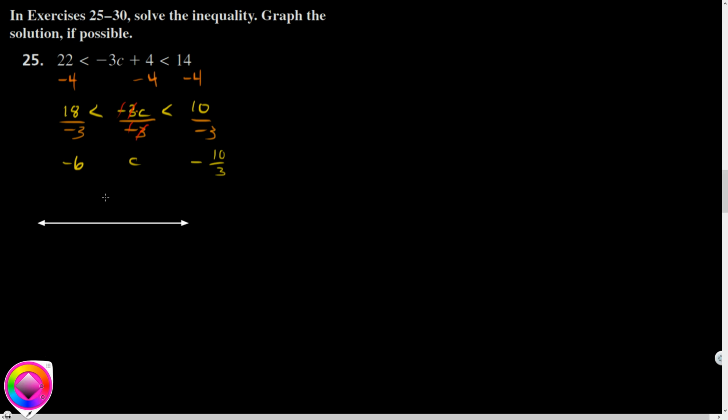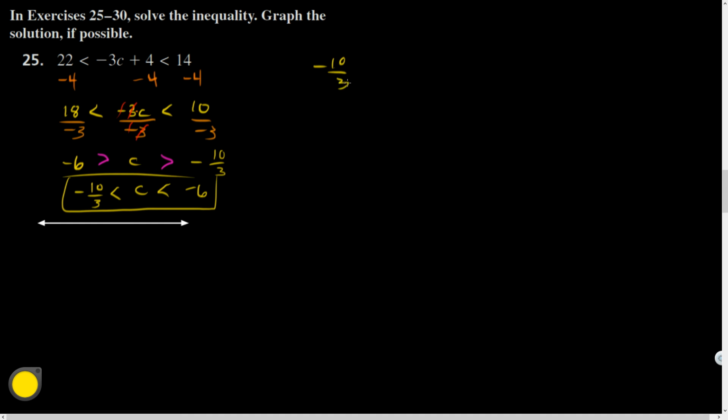Oh, flip that sign. And why am I flipping the sign? I divided by negatives. That's right. And I want this to be written from least to greatest, so I'm going to flip the entire thing. I'm going to have negative 10/3. This sign is now over here and flipped, and this sign is now over here and flipped, and it looks something like that.